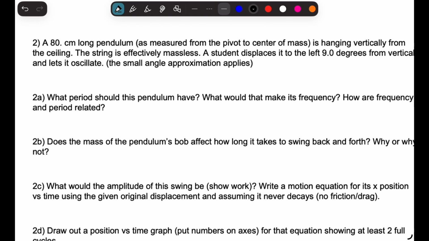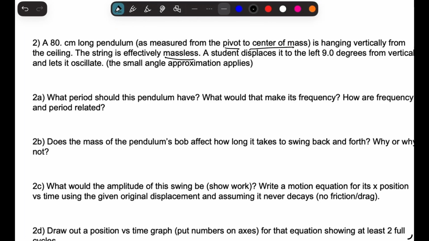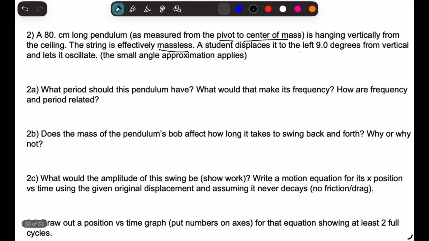A 80 centimeter long pendulum, as measured from the pivot to the center of mass, is hanging vertically from the ceiling. The string is effectively massless. A student displaces it to the left 9 degrees from the vertical and lets it oscillate. The small angle approximation applies. That's because our angle is 9 degrees and it's going to be under 15, so we can just assume that it's going to be small enough.